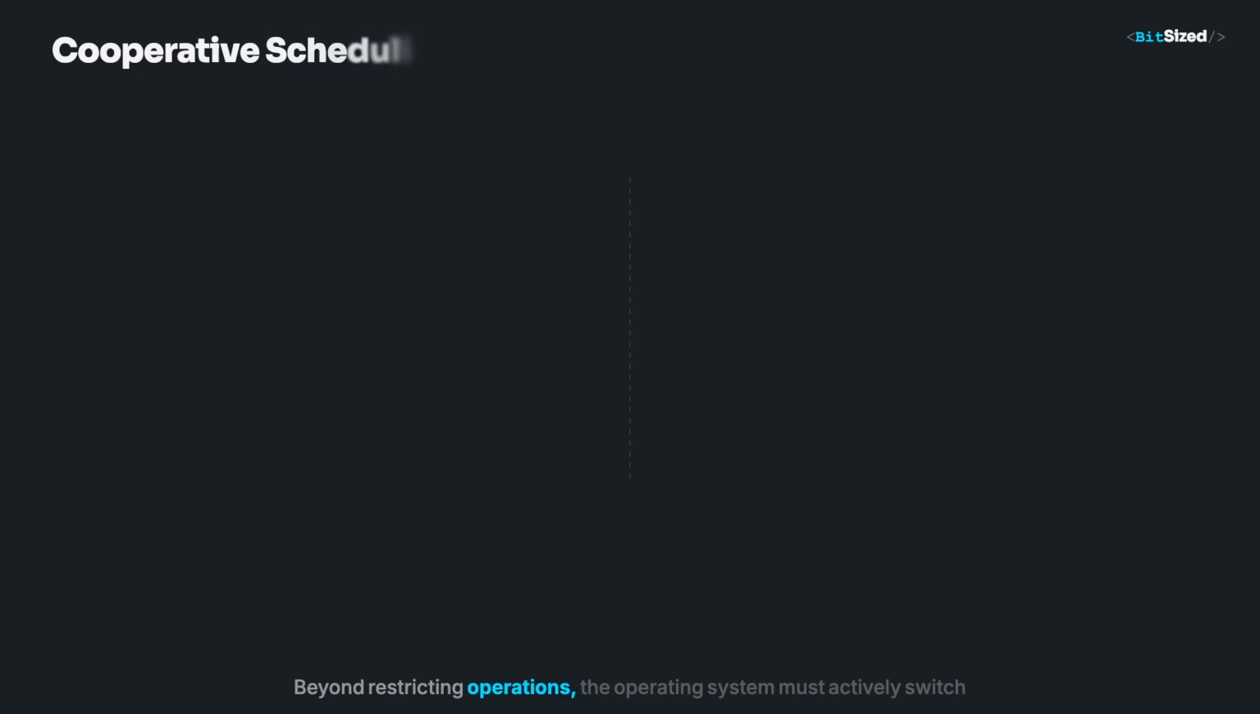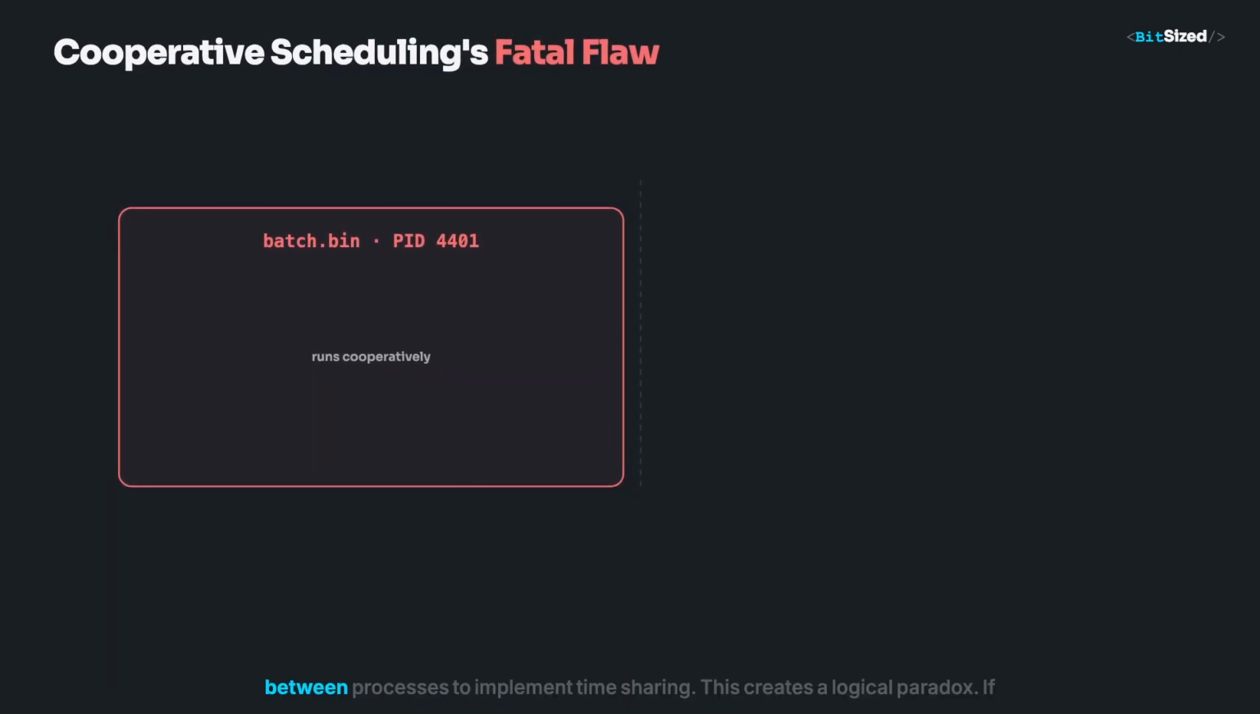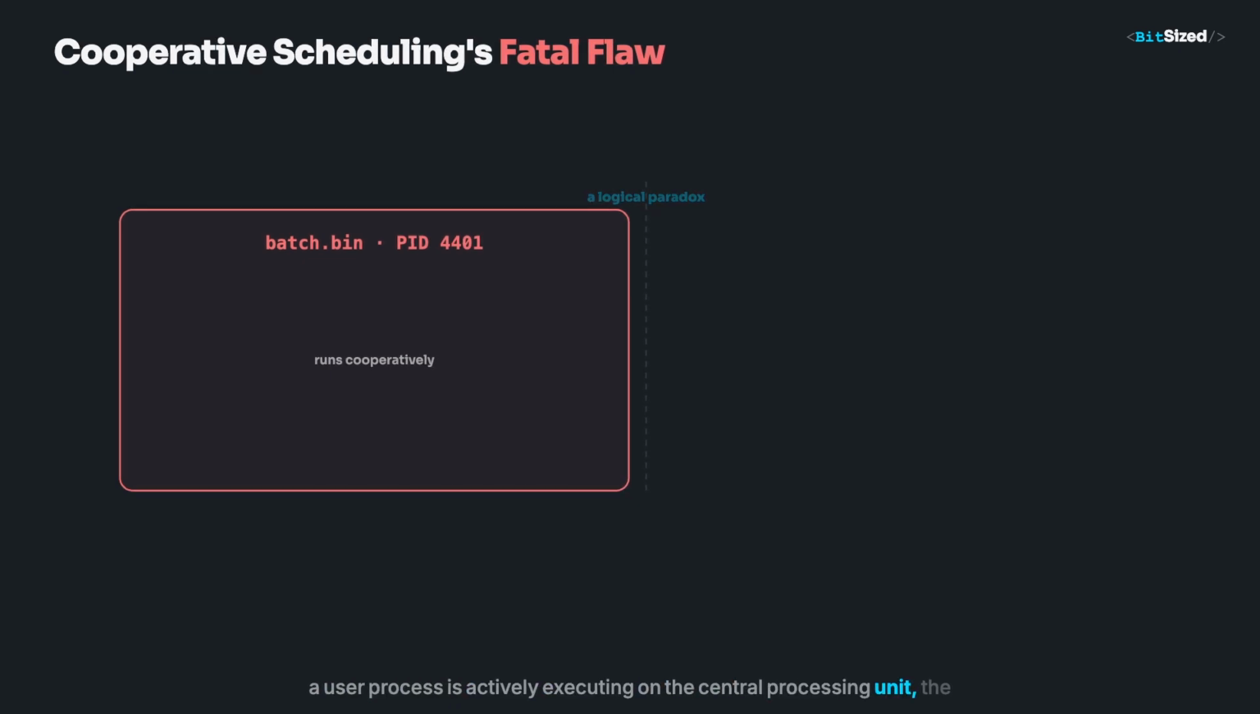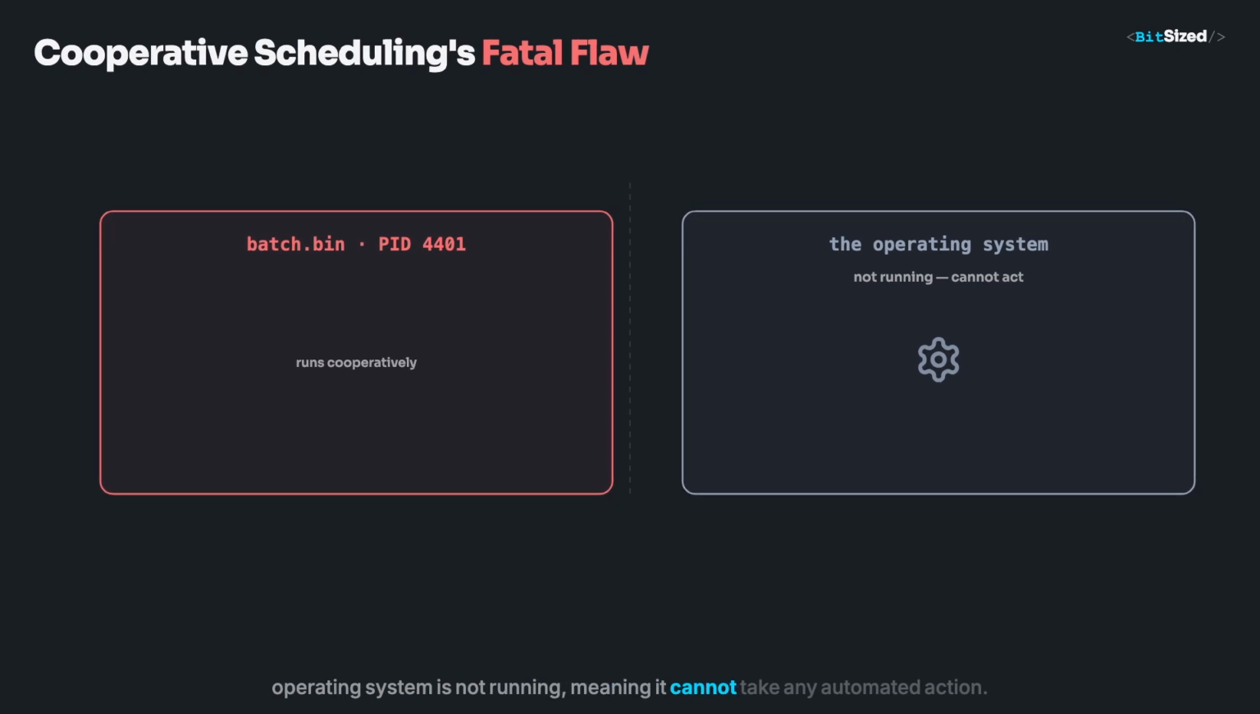Beyond restricting operations, the operating system must actively switch between processes to implement time sharing. This creates a logical paradox. If a user process is actively executing on the central processing unit, the operating system is not running, meaning it cannot take any automated action.